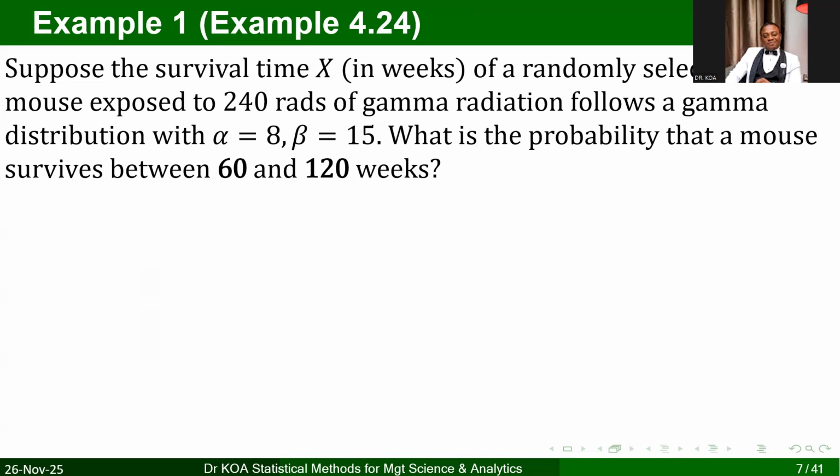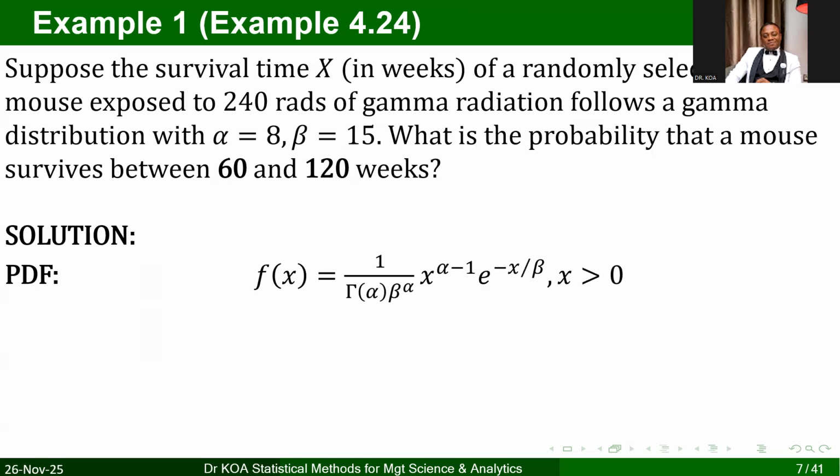Given the fact that the survival time X is when the animal is exposed to 240 rads of gamma radiation. So how do you go about it? The first thing to do is to note the formula for the probability density function. This is the formula for the probability density function. You want to write it down. Even though some of these formulae you'll be given, still write it down.